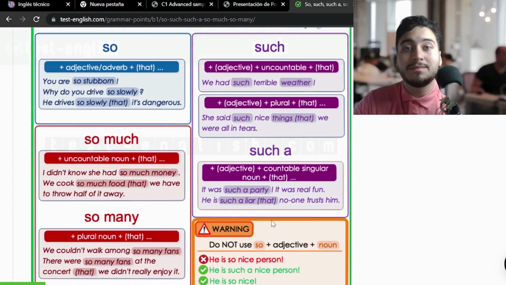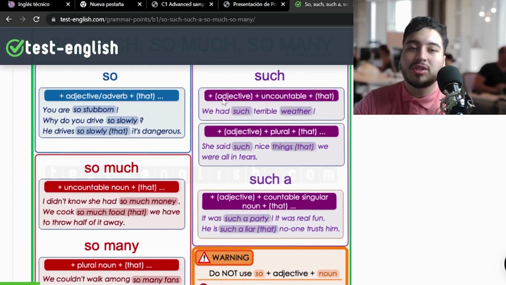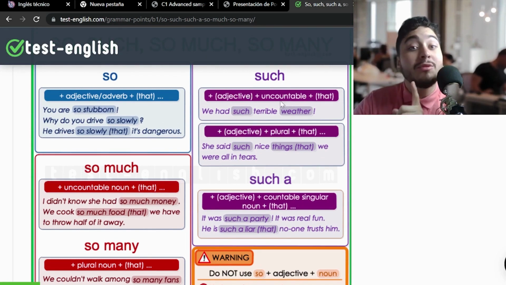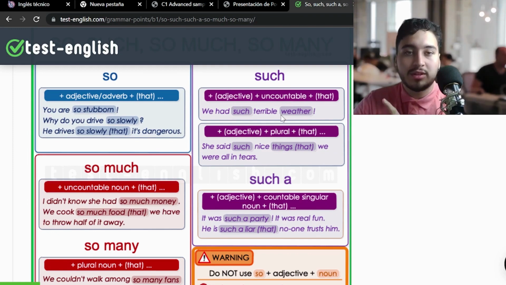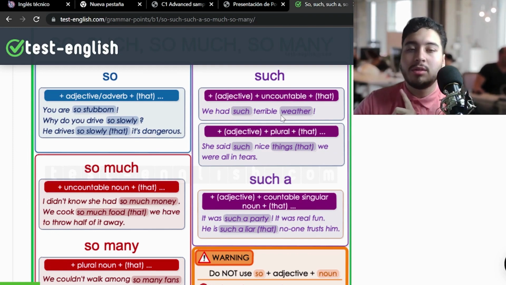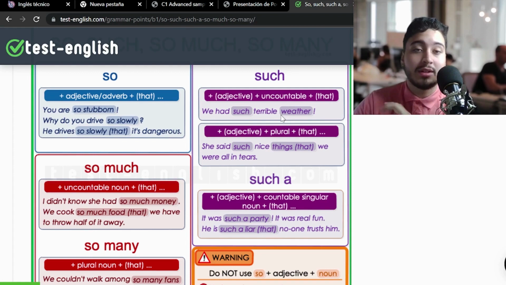I love cakes. Here we could have "such." We use such. This is optional. The parenthesis means optional. We have an optional adjective, and we use such with uncountables. Today we have such terrible weather, and actually it's really true, it's terrible weather here in Ciudad Real.